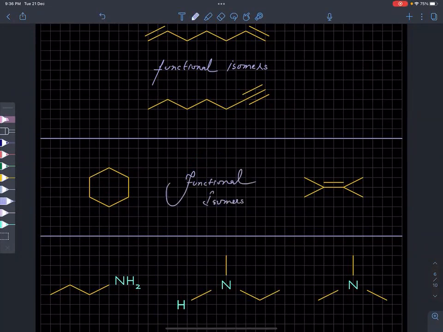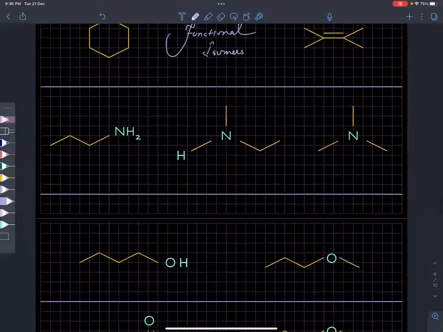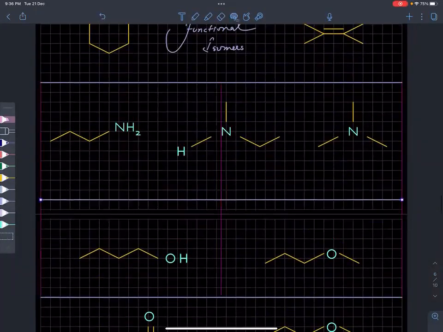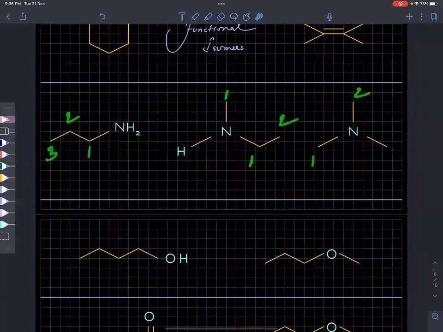Clear? Because one is an alkane, even though it is a cyclic alkane, it is still an alkane, and one is an alkene. What about these three? First check whether they are isomers or not. 1, 2, 3 carbons, 1, 2, 3, 1, 2, 3. All have 3 carbons, so obviously these are isomers. Primary amine, secondary amine, and tertiary amine are functional isomers.